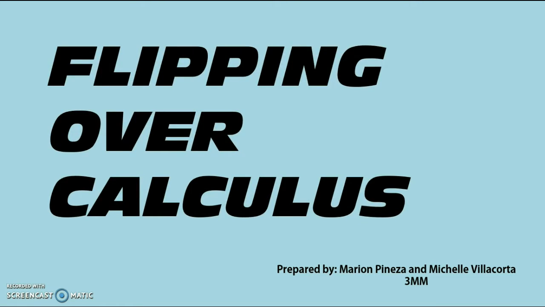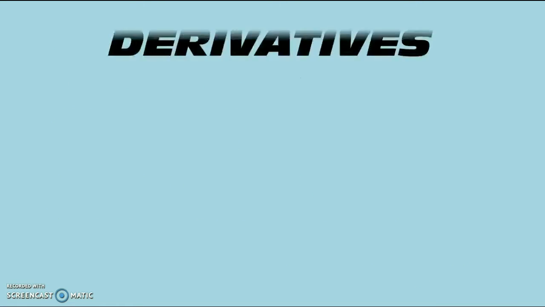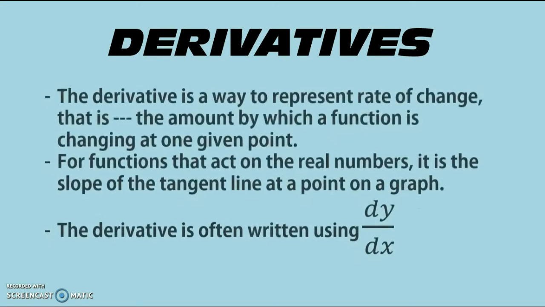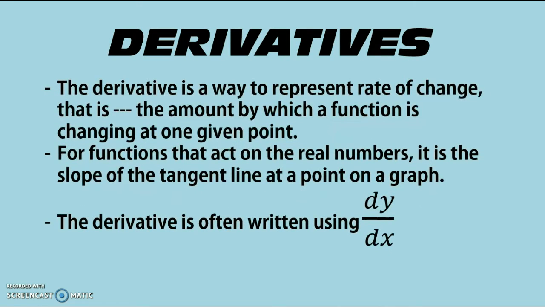Today, we are going to talk about derivatives. So what is a derivative? The derivative is a way to represent rate of change, that is, the amount by which a function is changing at one given point. For functions that act on real numbers, it is the slope of the tangent line at a point on a graph. The derivative is often written using dy over dx, meaning the difference in y divided by the difference in x. Remember that the d's are not variable and therefore cannot be cancelled out.